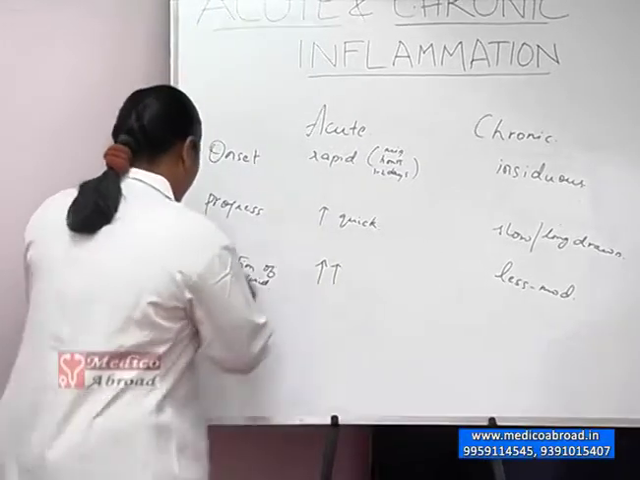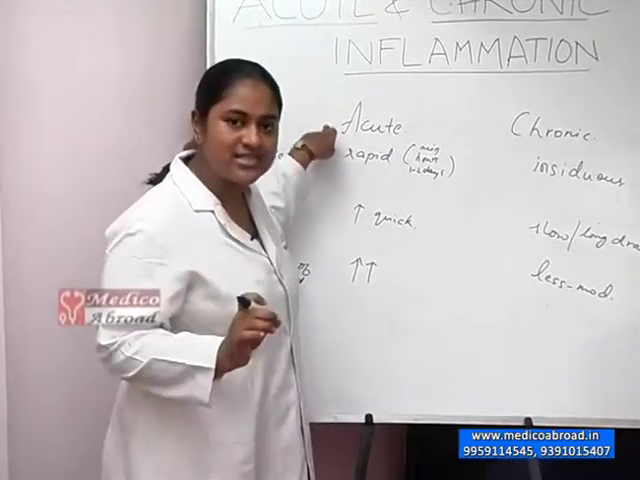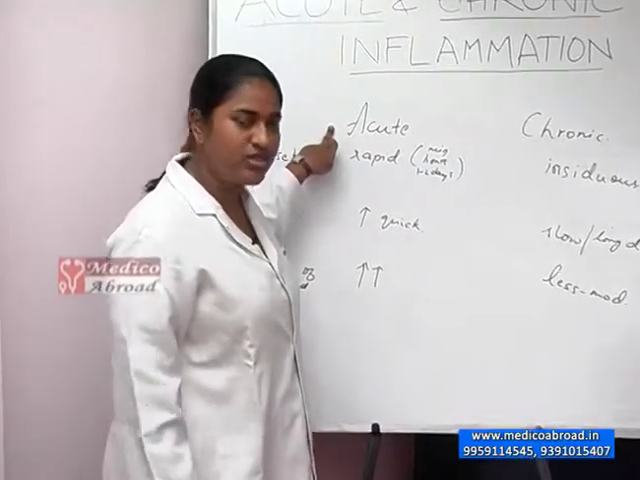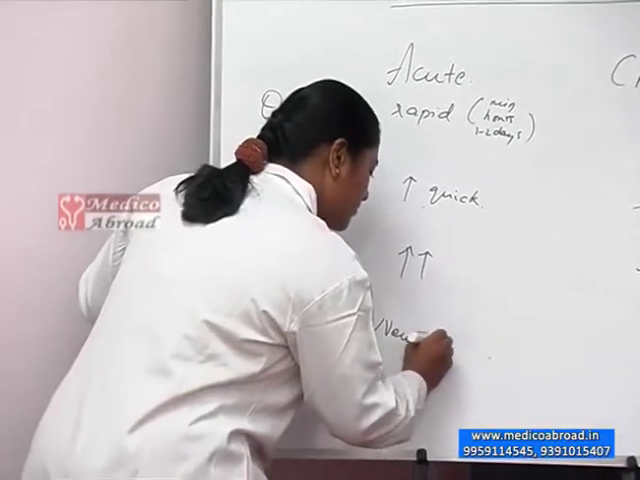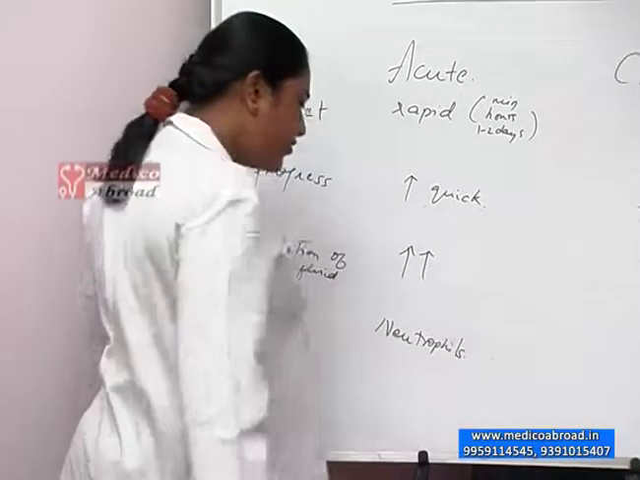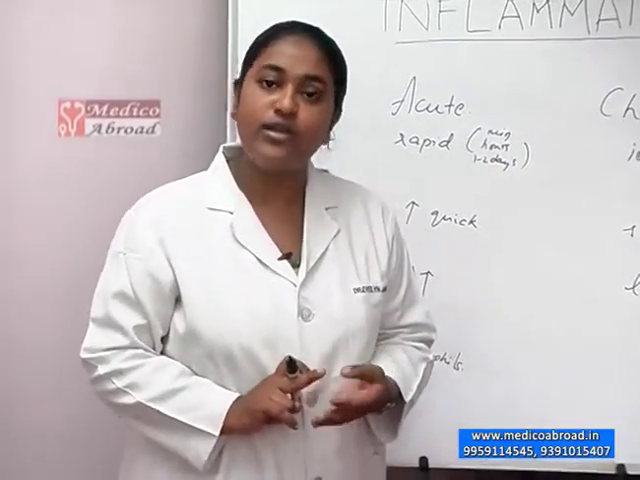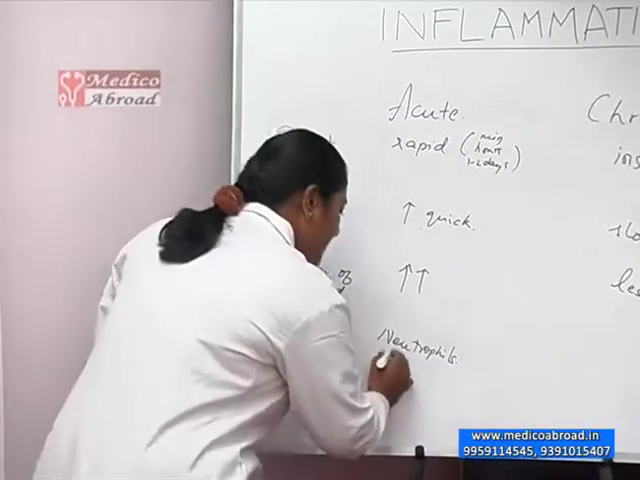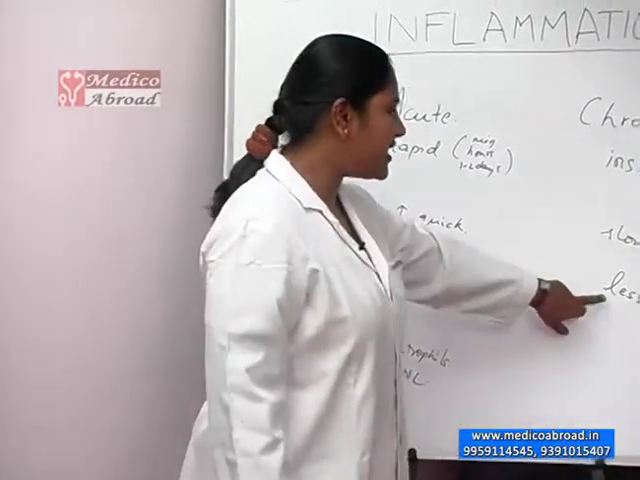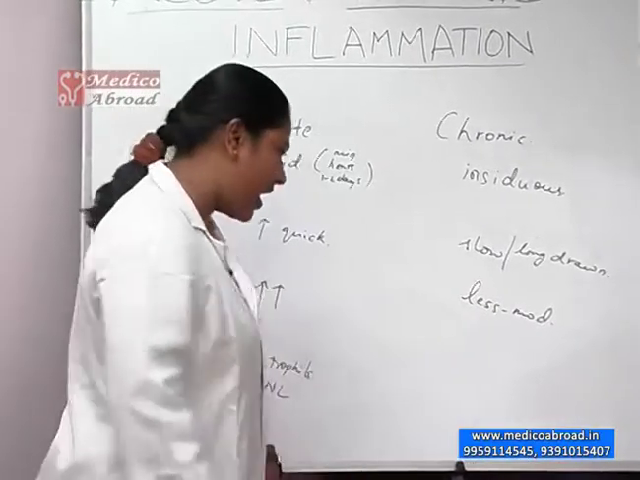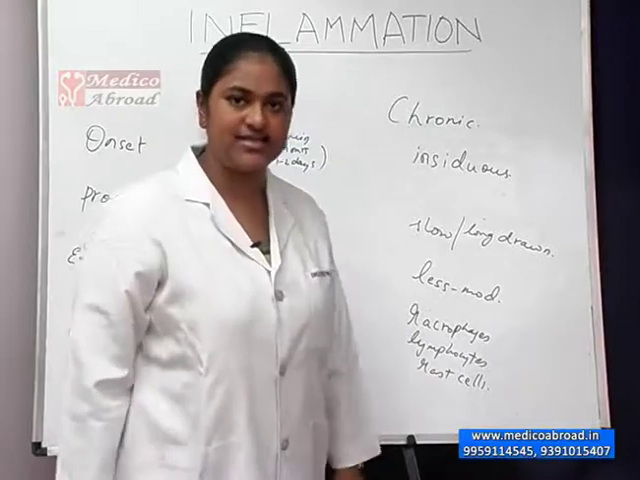Then, the predominant cells. The predominant cells that mediate acute inflammation are neutrophils. Neutrophils are also called polymorphonuclear leukocytes or PMNL cells. The cells that mediate chronic inflammation are macrophages, lymphocytes, and mast cells.